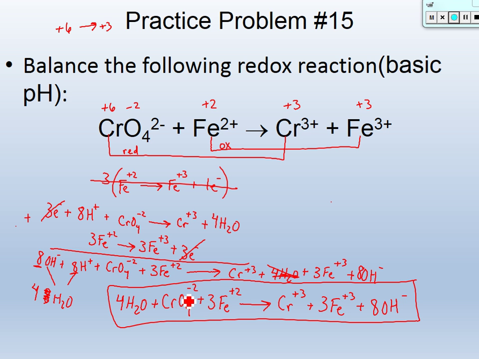Not plus 6. Minus 2 is what? Plus 4. I'm going to make note of that. We're plus 4 on this side. That means we better be plus 4 on the other side.